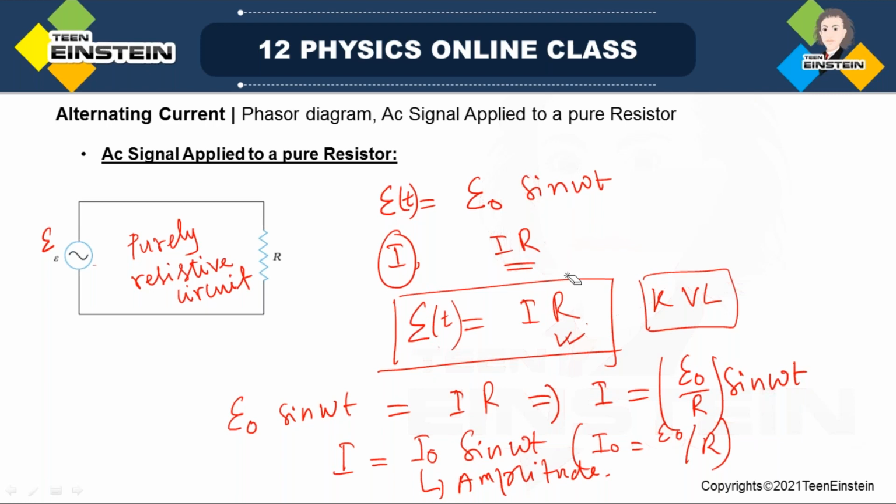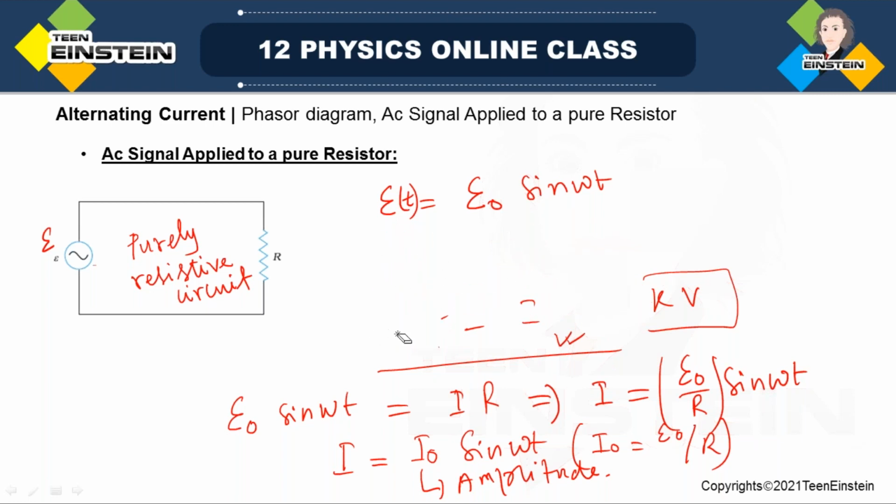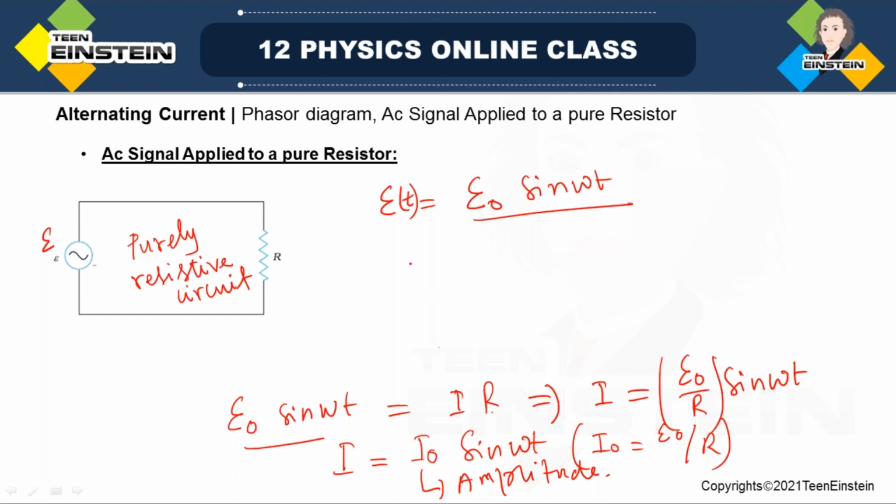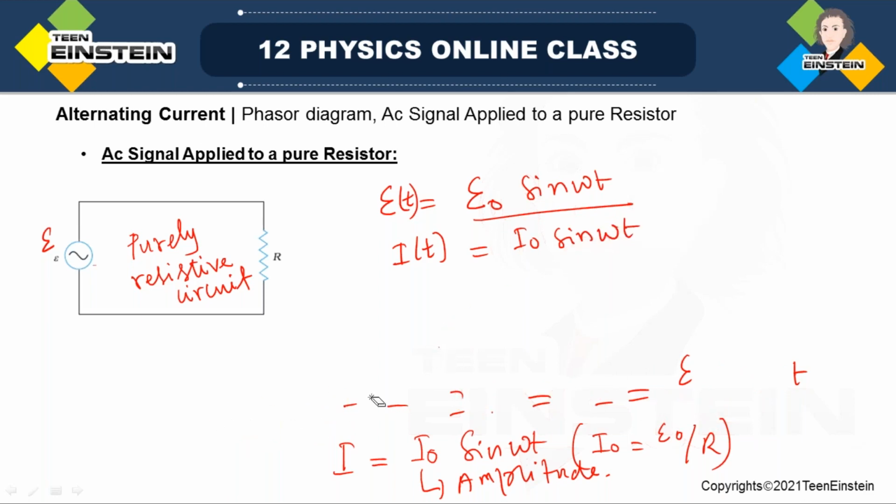Now what I have done is just put in the value of E. The expression of E is E0 sine of omega t. If I write that, then I can find out I. So what I get is the instantaneous current I equal to I0 sine of omega t. I'll just erase this down part.